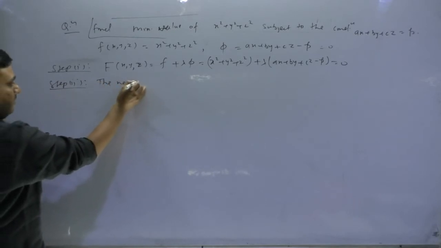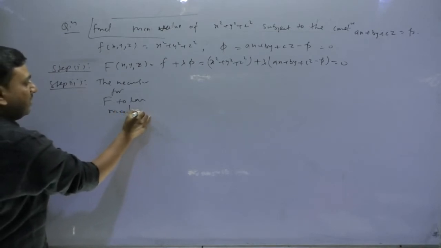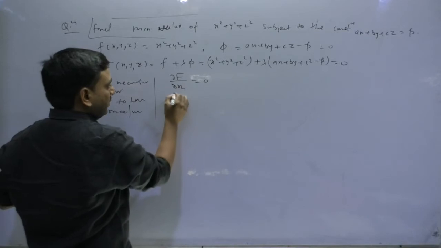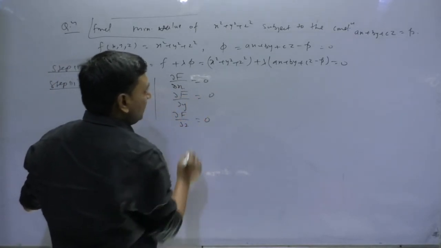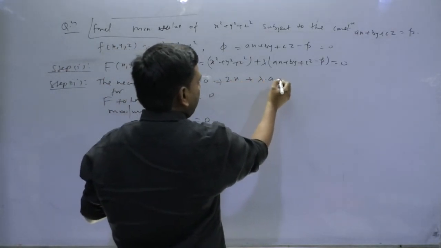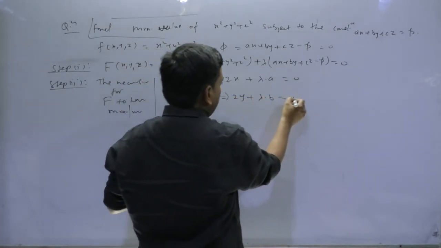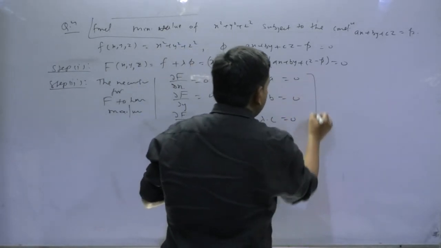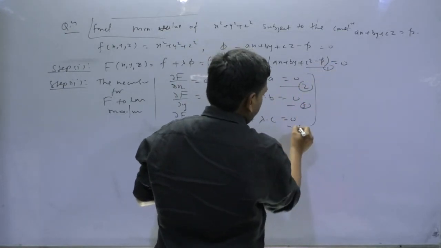Necessary condition for f to have maxima or minima: what will it be? Partial f over partial x must be 0, partial f over partial y must be 0, partial f over partial z must be 0. So this implies 2x plus lambda into a equals 0. This implies 2y plus lambda into b equals 0. This implies 2z plus lambda into c equals 0. So this is 1, this is 2, 3, 4.